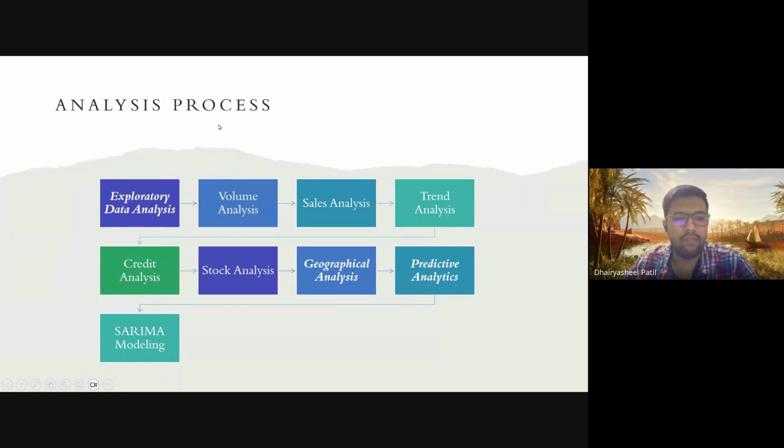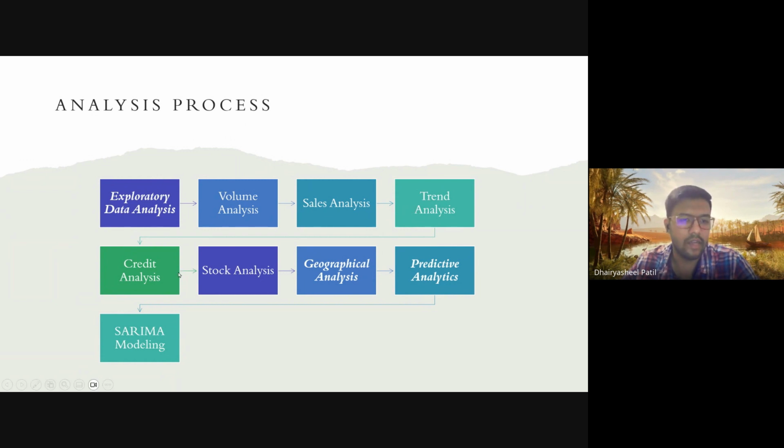So we started from our usual data processes, like exploratory data analysis, volume analysis, and sales analysis. In volume analysis, we understood what kind of volume each product takes. In sales analysis, we took a different side and understood what kind of revenue the products are generating. In trend analysis, we tried to gauge what kind of pattern we could see in the sales over the years.